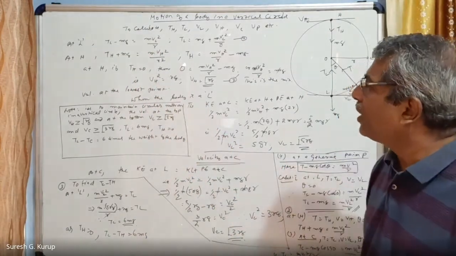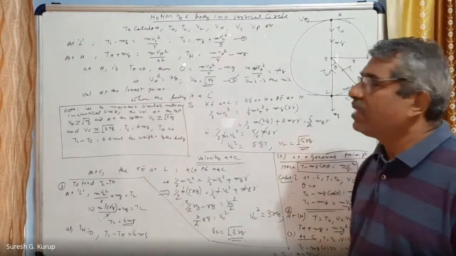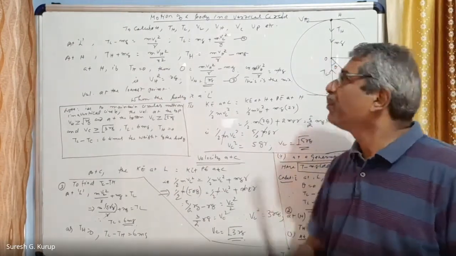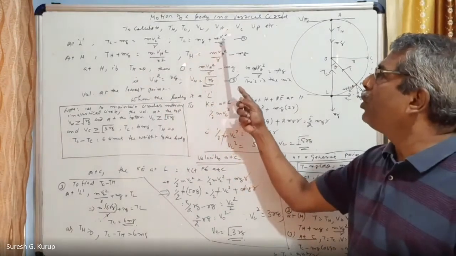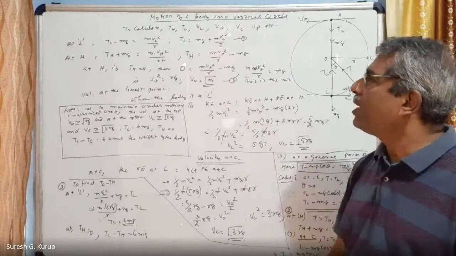What is VL? VL is the velocity at the lowest point. So from this relation, we can write TL is equal to mg plus m into VL square divided by R.